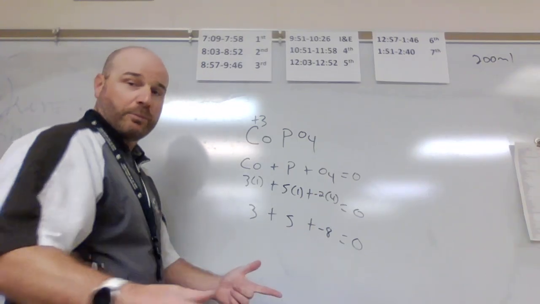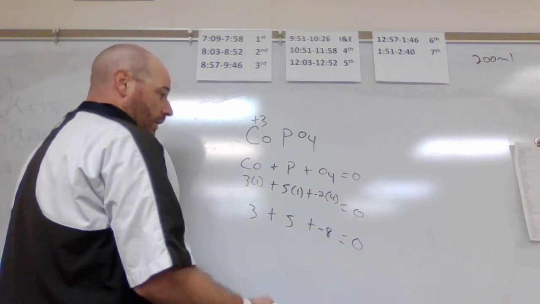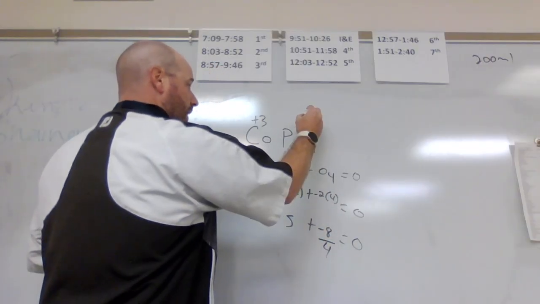Don't forget, a lot of people forget there, you got to remember you have to divide by your subscript at the end to get the proper oxidation number. So we have 4 atoms there, so we're going to divide by 4, and that's of course going to be your -2.